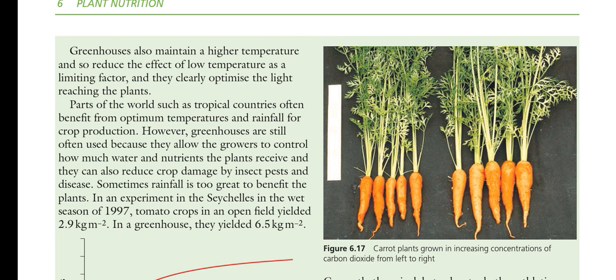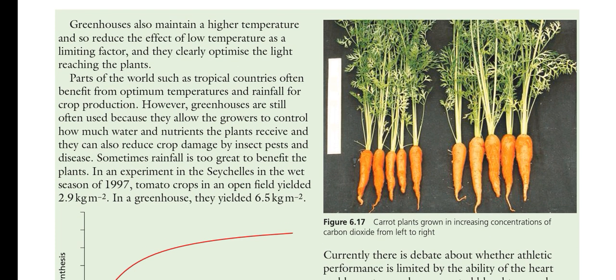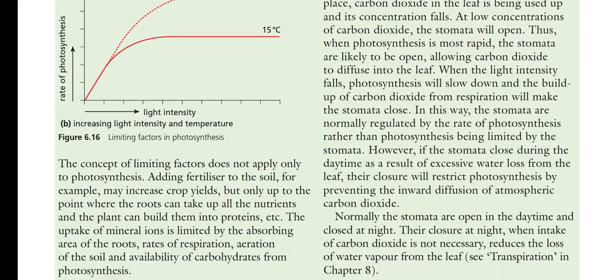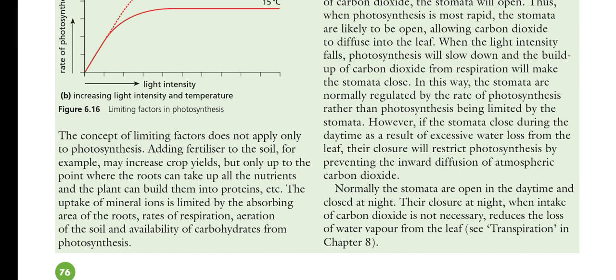Greenhouses also maintain a high temperature and so reduce the effect of low temperature as a limiting factor, and they clearly optimize the light reaching the plant. Parts of the world, such as tropical countries, often benefit from optimum temperature and rainfall for crop production. However, greenhouses are still often used because they allow growers to control how much water and nutrients should be supplied. So these are all about the limiting factors.